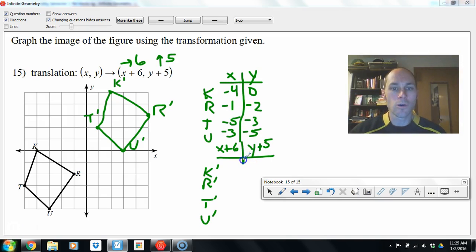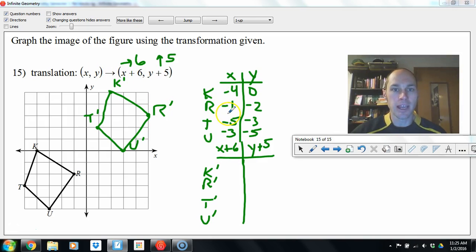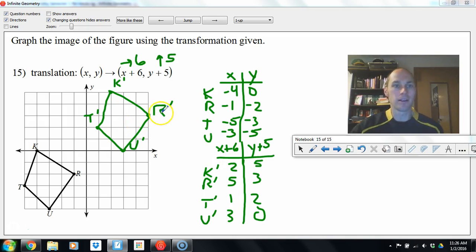So once you figure out the original coordinates, you can just apply the rule, adding 6 to my x's. So I could have -4 plus 6 is 2, -1 plus 6 is 5, -5 plus 6 is 1, and -3 plus 6 is 3. Then do the same with the y coordinates. 0 plus 5 is 5, -2 plus 5 is 3, -3 plus 5 is 2, and -5 plus 5 is 0. That would give you the new coordinates, and you could plot those on the graph in the same manner. So pick and choose whatever method you prefer, and then go with that.